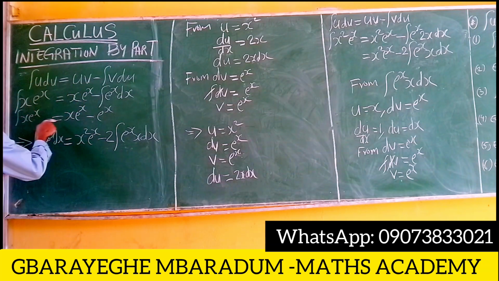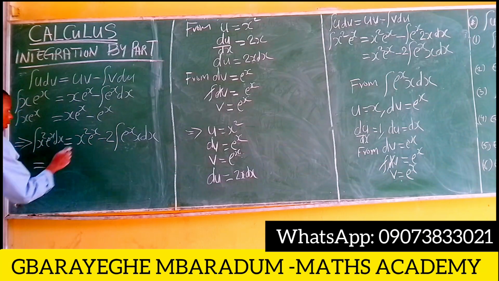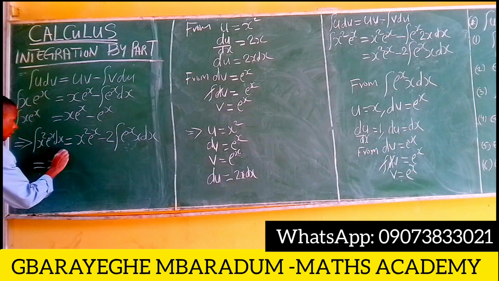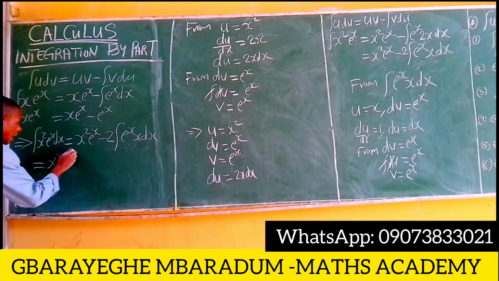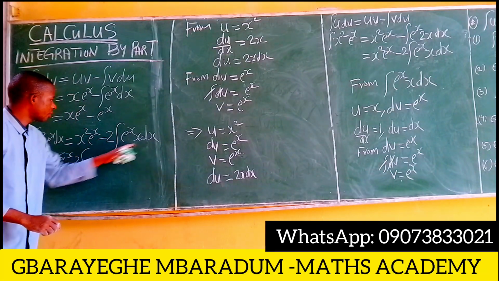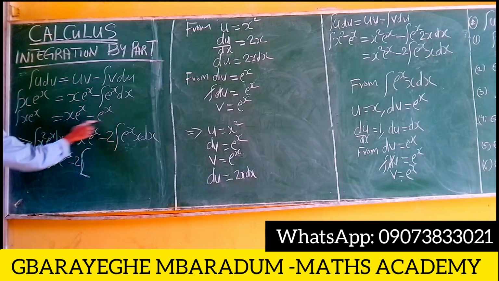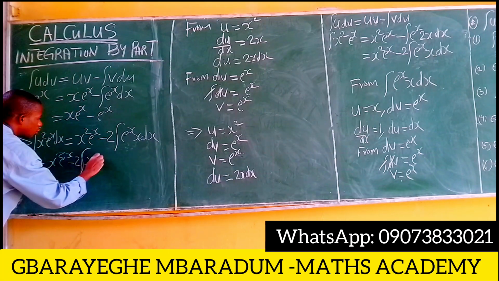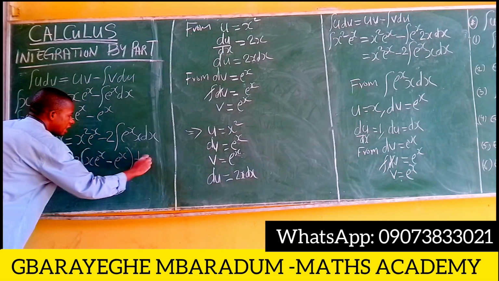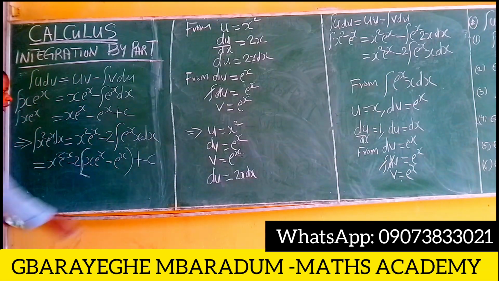You are going to substitute this value that you integrated into this place. So this becomes, on the right hand side, x squared times exponential x minus 2 times, when we integrate this, we have x exponential x minus exponential x plus c. But this is the constant of integration, which is plus c.